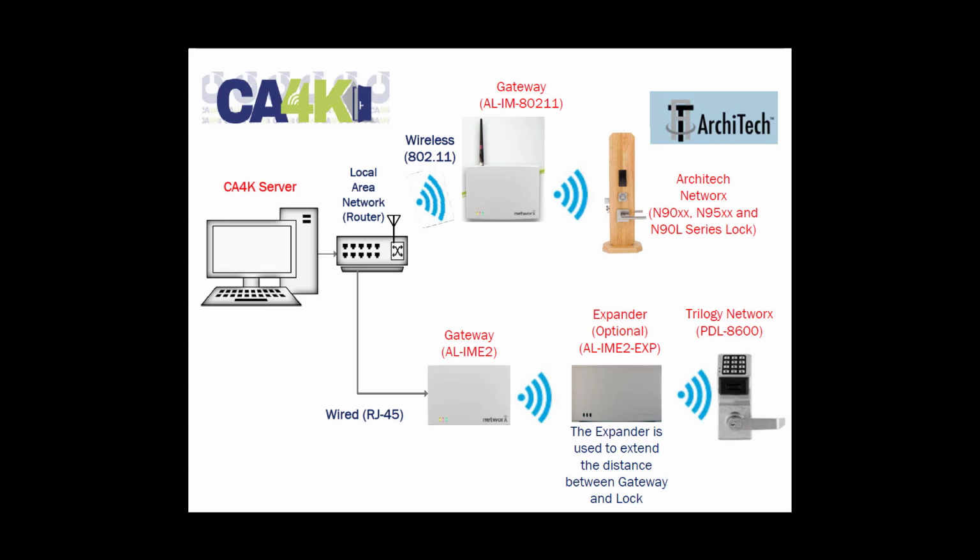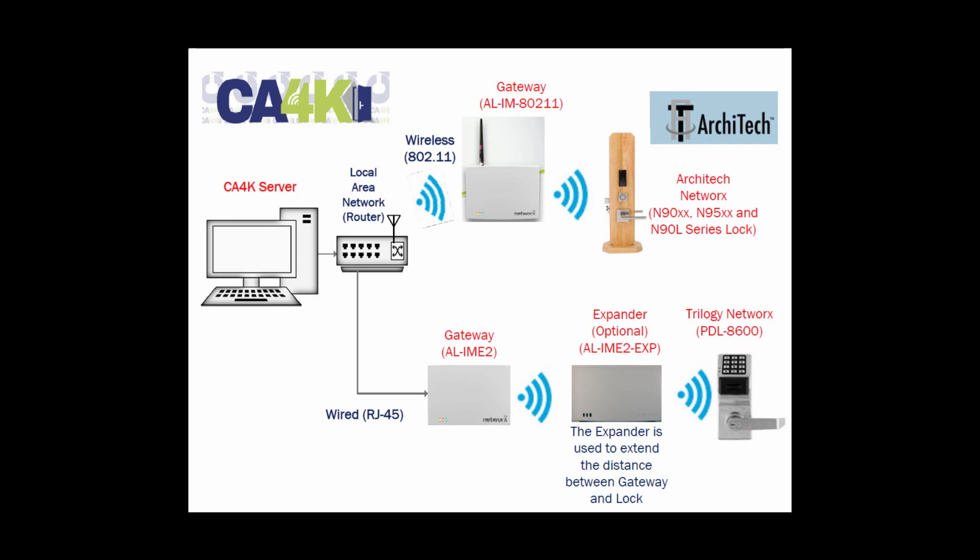In the CA4K software, there is a component that communicates with the wireless lock system. The component is called the wireless lock server. Very important. Before the CA4K software can communicate with wireless locks, the Enable Wireless Locks option must be enabled in the CA4K software under System Settings. This will be discussed again in the Getting Started videos.